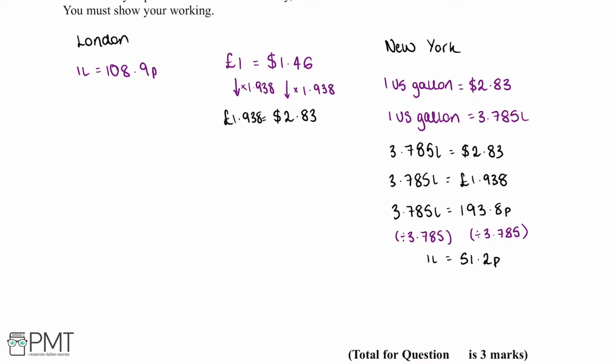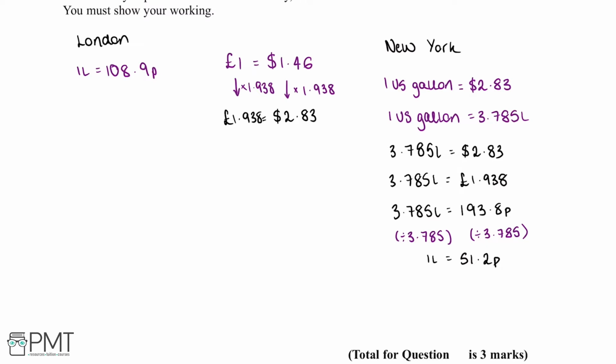So what we can see, in London, 1 litre of petrol costs 108.9 pence, and in New York, 1 litre of petrol costs 51.2 pence. Therefore, the prices in New York are cheaper.